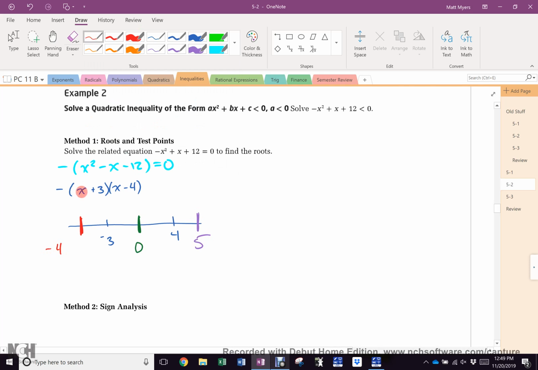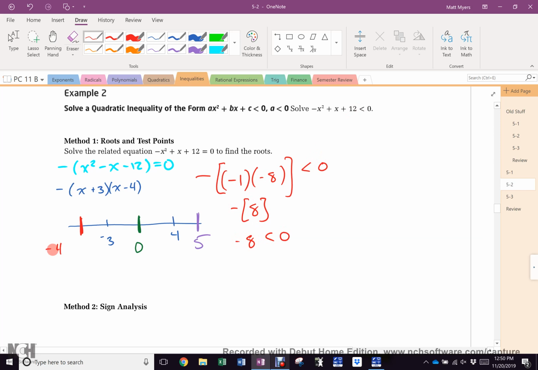What is negative 4 plus 3? Negative 1. What is negative 4 minus 4? Negative 8. And all that is negative, yes? Because I got a negative out in front. Right? And all that has to be less than 0. What is negative 1 times negative 8? Positive 8. What is positive 8 with a negative in front of it? Negative 8. Is negative 8 less than 0?